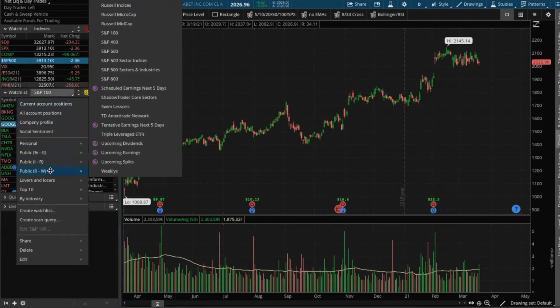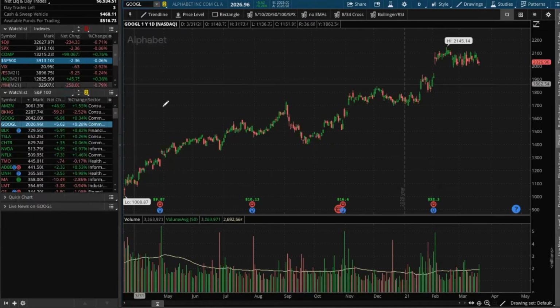So if you go here to public S&P 100, there are going to be some stocks that don't follow. What we're going to do is use a price level tool to draw horizontal lines on these charts and see where we can identify areas that were support, some areas that were resistance, and then a breakout. The first one we have here is Alphabet, Google, right?